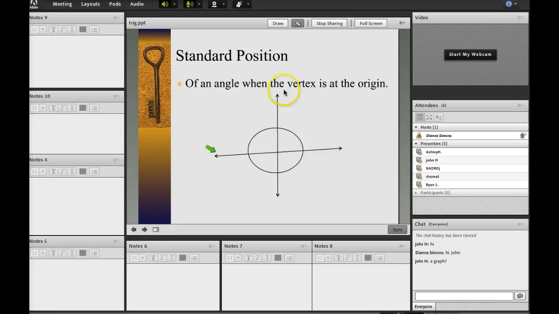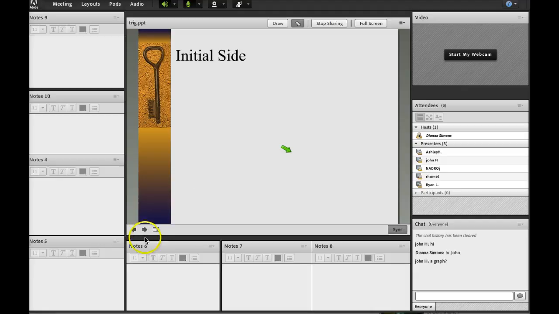Standard position of an angle is when its vertex is at the origin. So here's the origin of that coordinate plane, and that would be the center of the circle. And that's where you measure your angle. You start at the x-axis and you go to the left to measure your angles. That would be the initial side, when the ray is on the x-axis. The other ray is the terminal side.